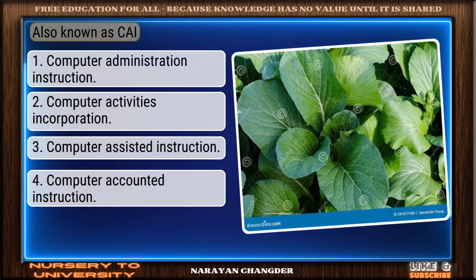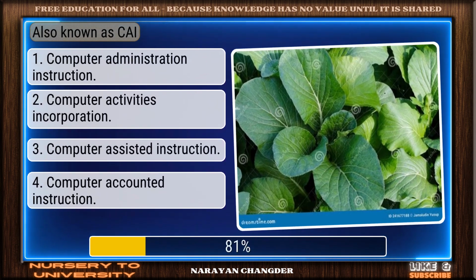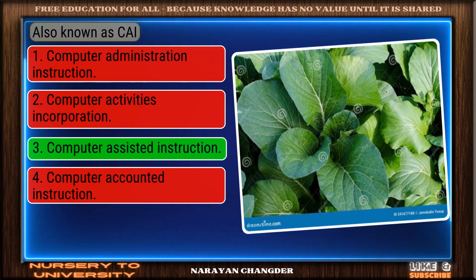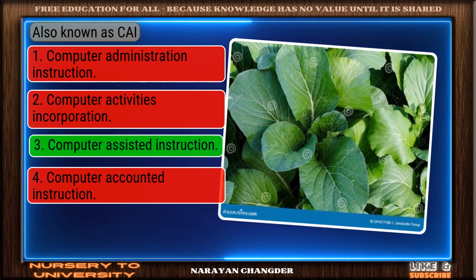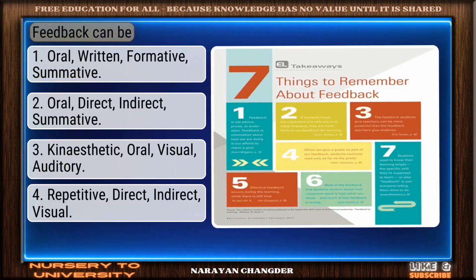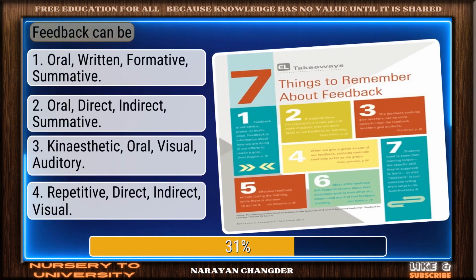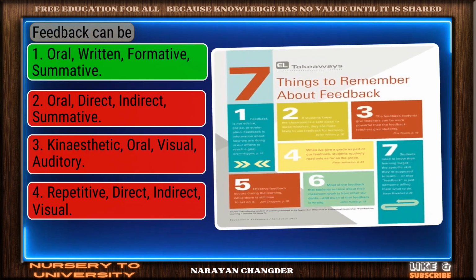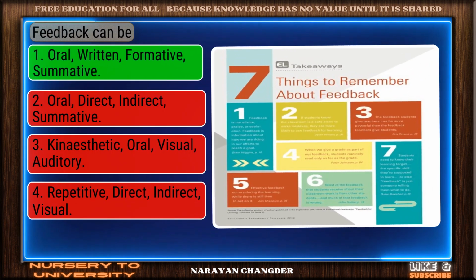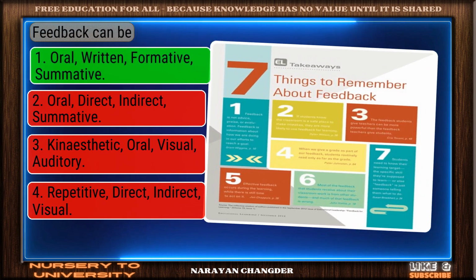Also known as CAI. Good thinking. Computer-assisted instruction is the right answer. Feedback can be. Smart pick. Oral, written, formative, summative is the correct choice.